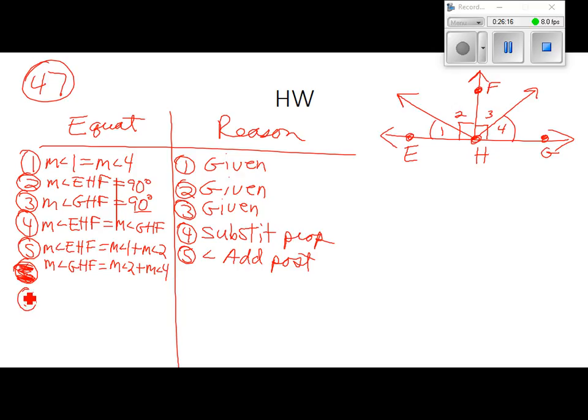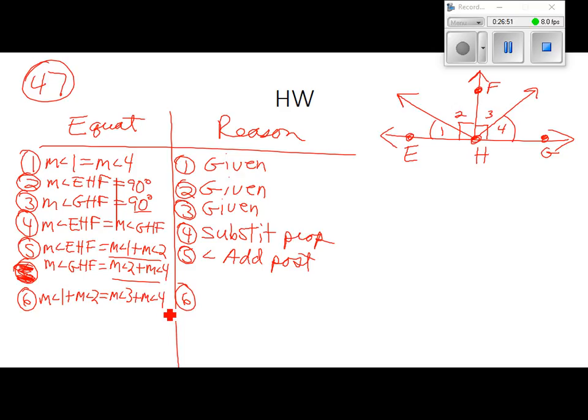Now look at what we have here. Measure of angle EHF equals angle 1 plus angle 2. Measure of angle GHF equals that. If we look back up through here, what's the next one say that they had here? Did they give us the reason this time? No. Measure of angle 1 plus measure of angle 2 equals measure of angle 3 plus measure of angle 4.